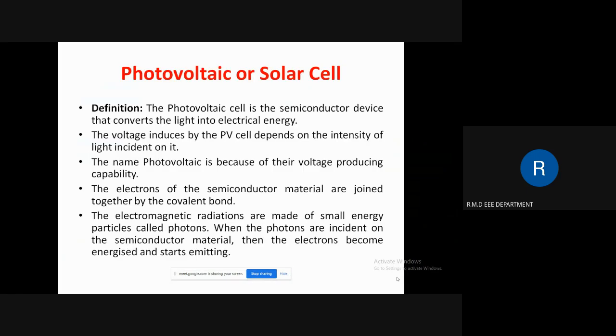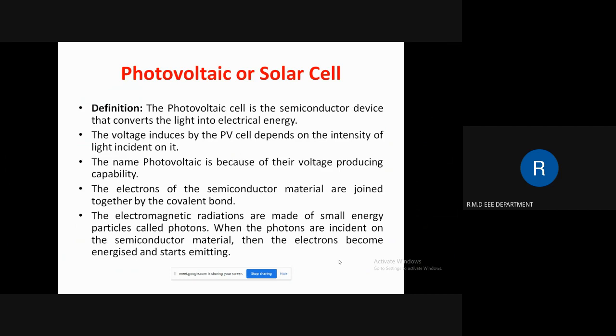Photovoltaic cell. It is a semiconductor device and it is an active transducer, and it is used to convert light energy into electrical energy. In this photovoltaic cell, the current starts flowing into the cell when the load is connected to it. Either silicon or selenium is used as the semiconductor material.